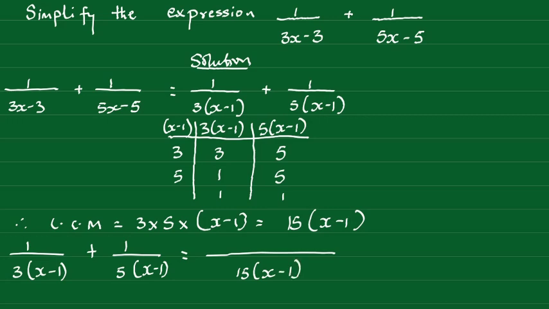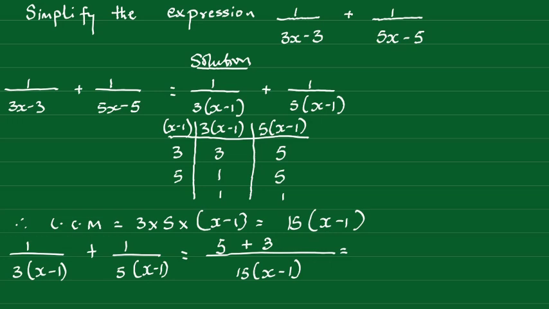Now, 3 bracket open, x minus 1 bracket close, we use this to divide 15 bracket open, x minus 1 bracket close, and we end up having 5. 5 times 1 gives us 5, plus 15 bracket open, x minus 1 bracket close divided by 5 bracket open, x minus 1 bracket close. We're left with 3. 3 times 1 gives us 3.